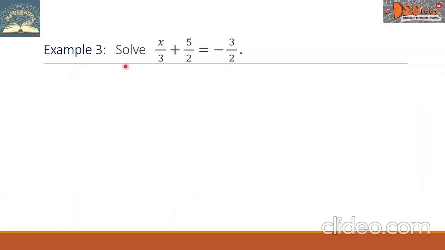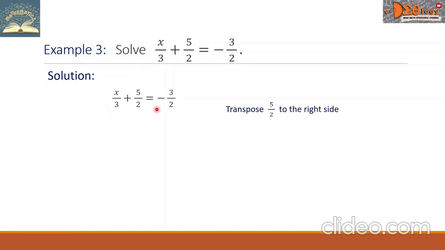Example 3. Solve x over 3 plus 5 over 2 equals negative 3 over 2. Let us isolate this x over 3. Let us transpose this 5 over 2 to the right. So this positive 5 over 2, when transposed, becomes negative. So the left side now is x over 3 equals this negative 3 over 2, then minus 5 over 2. Let us simplify the right side.